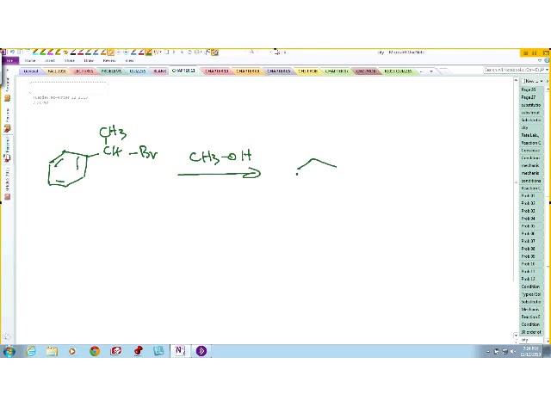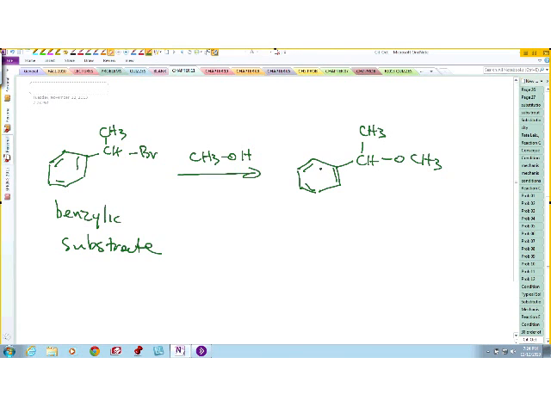This would be a typical SN1 reaction, because even though that is not a tertiary substrate, it is a benzylic substrate. This is a benzylic substrate because the intermediate carbocation could be stabilized by resonance. Okay, so let us go to the last other reaction mechanisms.